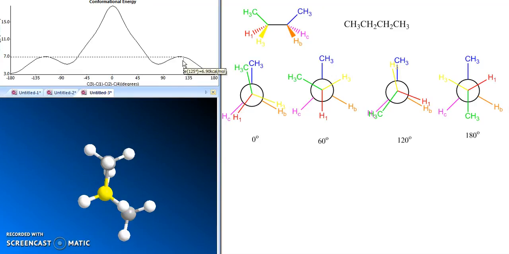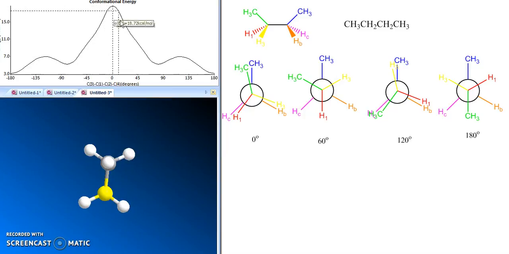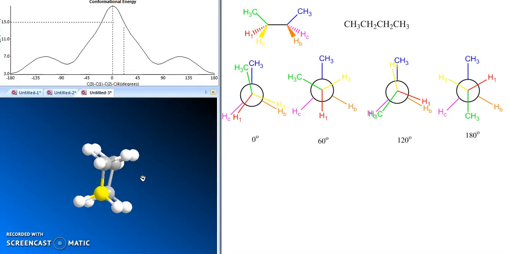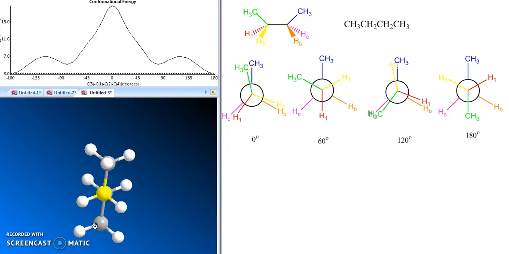And we can click, like I said, anywhere here. This is the eclipsed conformation where the hydrogen and the methyl are eclipsing. This again is the high energy one where the two methyls are eclipsing. And finally, the lowest energy, the methyl groups are anti to one another.